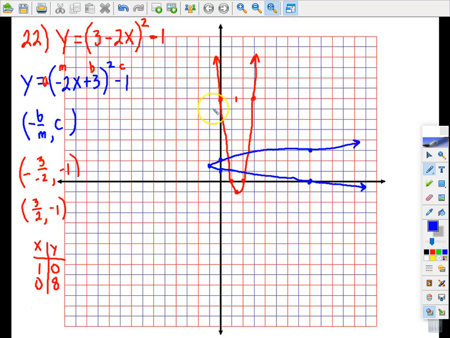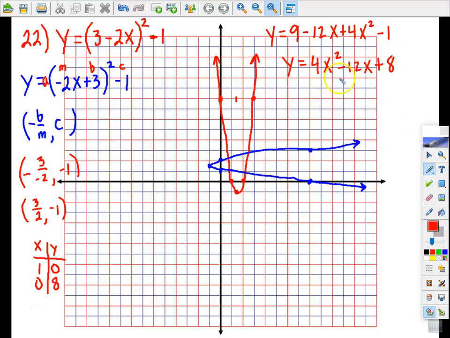I hope that helps. Oh, I told you I was going to give you an alternate way. We won't work all the way through this, but if you don't want to remember the opposite of B over M and C, and I get that, sometimes that's hard to remember, you could always square this out. And here's what it looks like. If you just wrote this down twice and used FOIL, you would get the following. And then don't forget the -1. And then putting it in standard form, it would be 4x squared minus 12x plus 8.